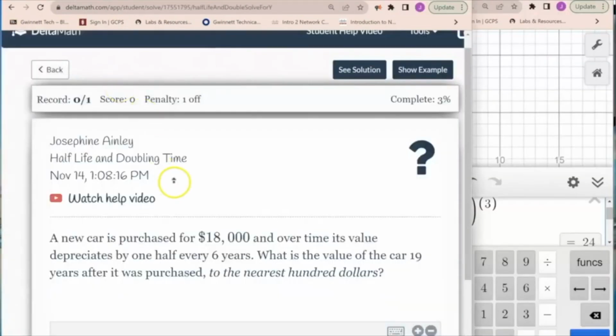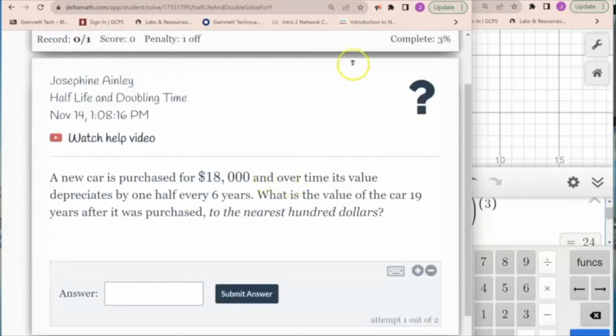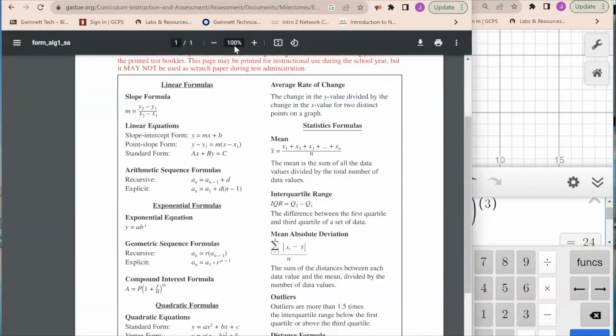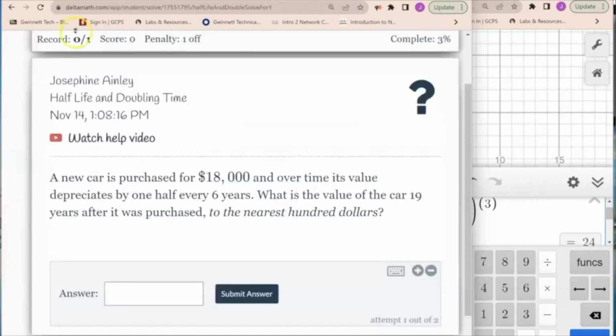All right, so let's take a look at half-life and doubling. Okay, so remember it's pretty much the same formula as before as an exponential function y equals ab^x. However, you are going to have to remember that the difference with your growth or your decay is halving or it's doubling, and there is a little bit of a difference on how you write the time. So let's go ahead and do this question.